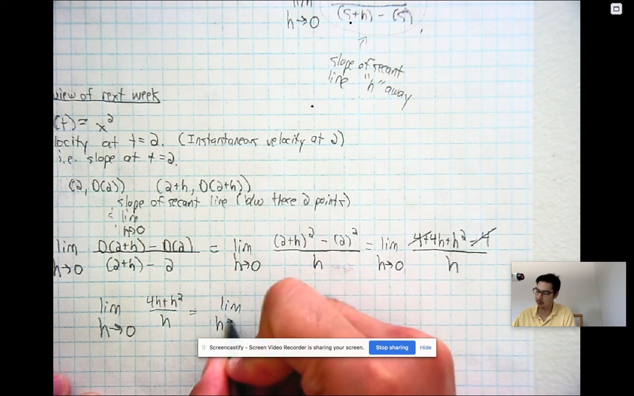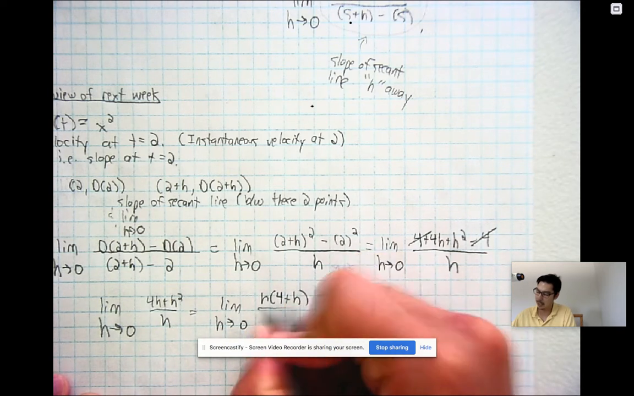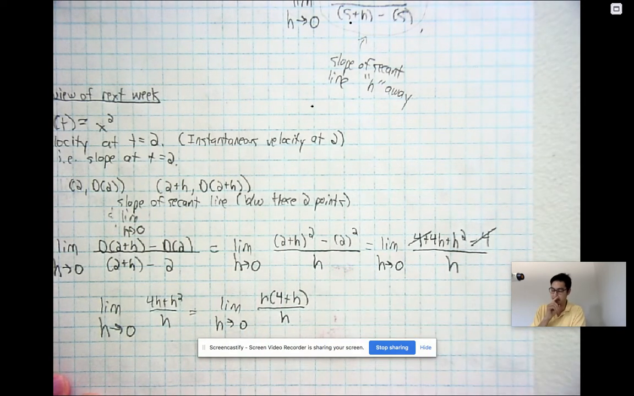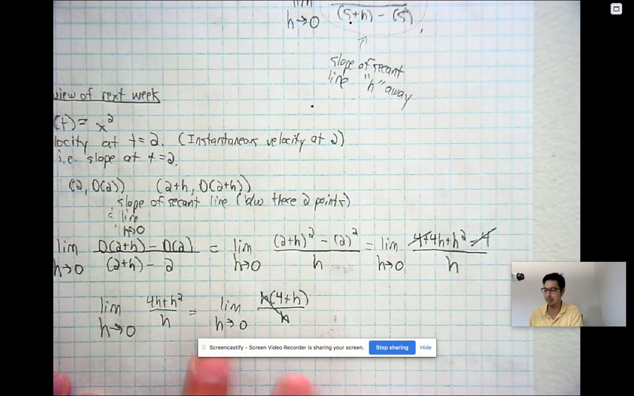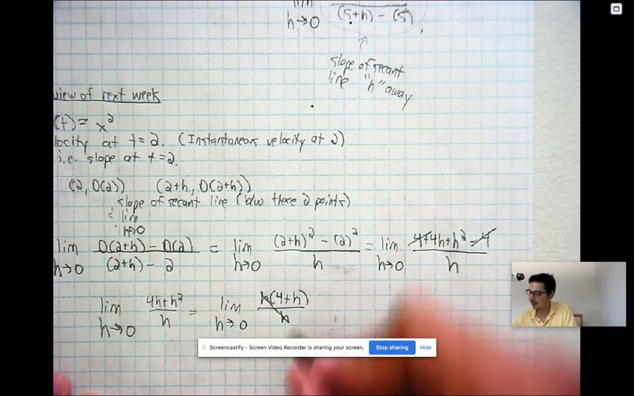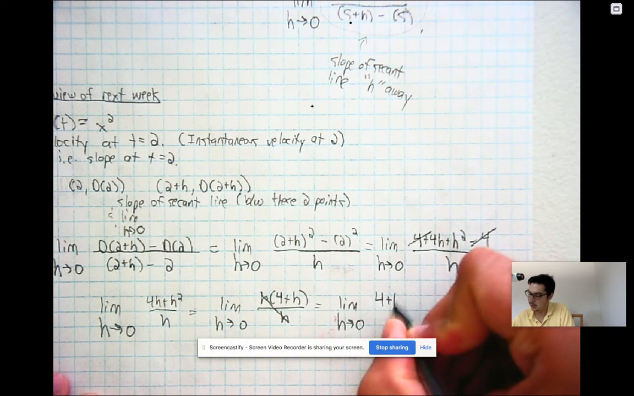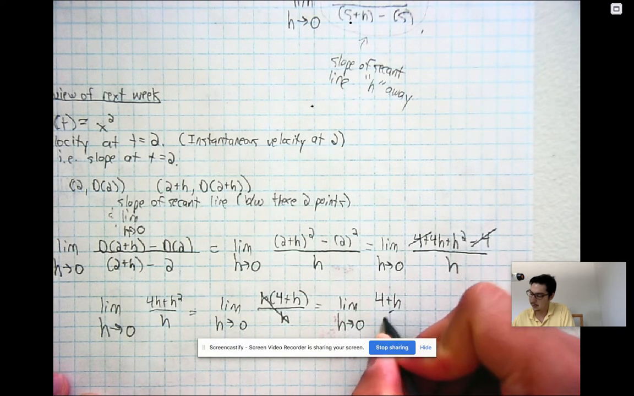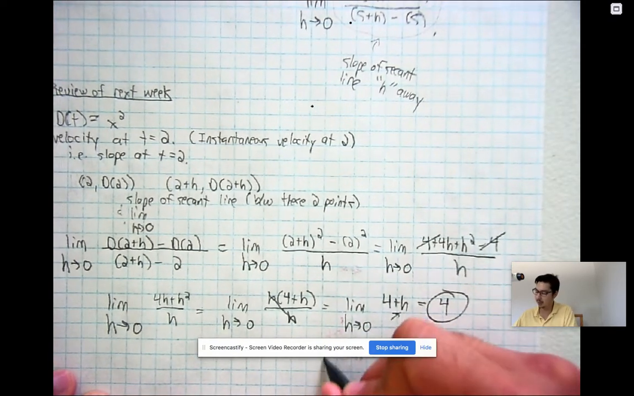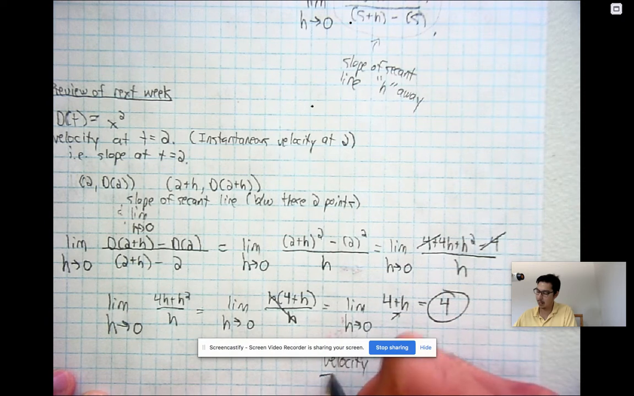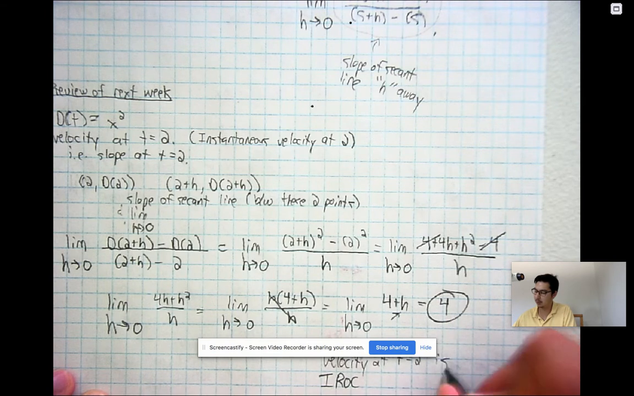And I'm going a little bit slow. I'm sure you might be able to go quicker once you start to see the pattern here. That would make h times 4 plus h over h, which those h's cancel, which they should always cancel because we can't plug in 0 here, since you can't divide by 0. So this ends up becoming the limit as h approaches 0 of 4 plus h, in which now we can plug in 0, and you get 4. And there it is. That means that the velocity, or the IROC here, at t equals 2 is 4.